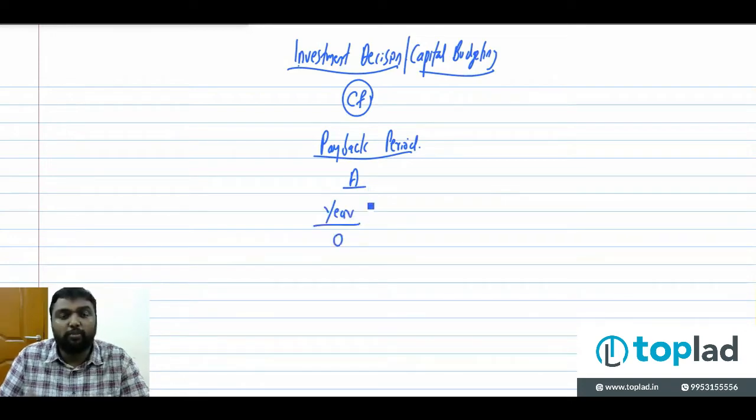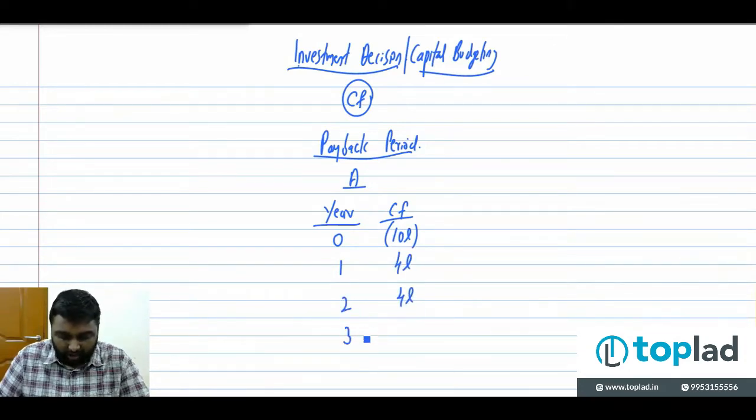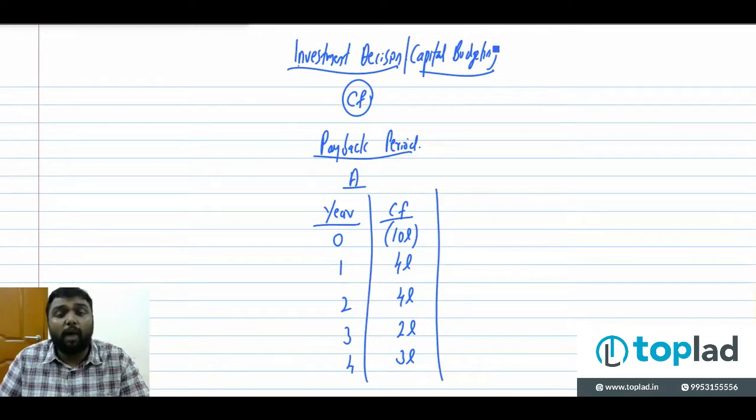Year 0 means beginning now. We have a cash flow, that is your cash outflow. It can be outflow or inflow. Let's say outflow of 10 lakh rupees. Year 1 we will get 4 lakh. Year 2 we will get 4 lakh again. Year 3 we will get 2 lakh. Year 4 we will get 3 lakh. So we want to identify the payback period.